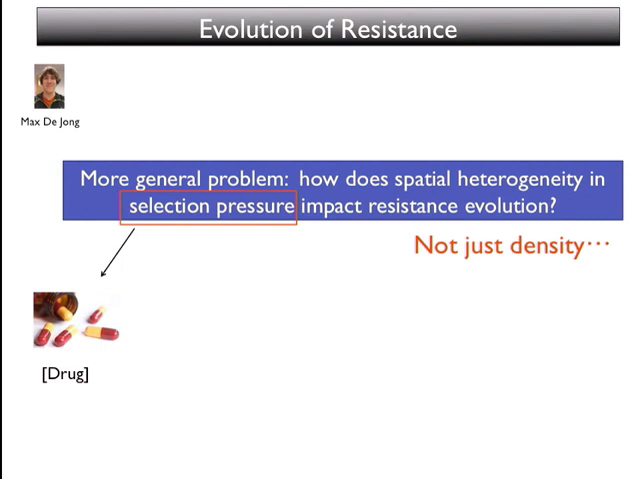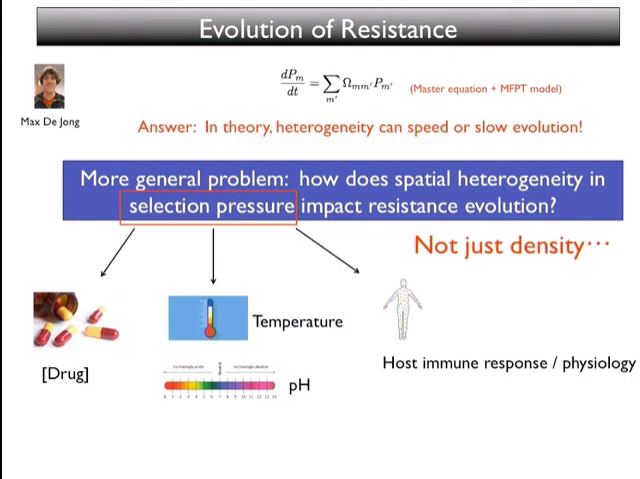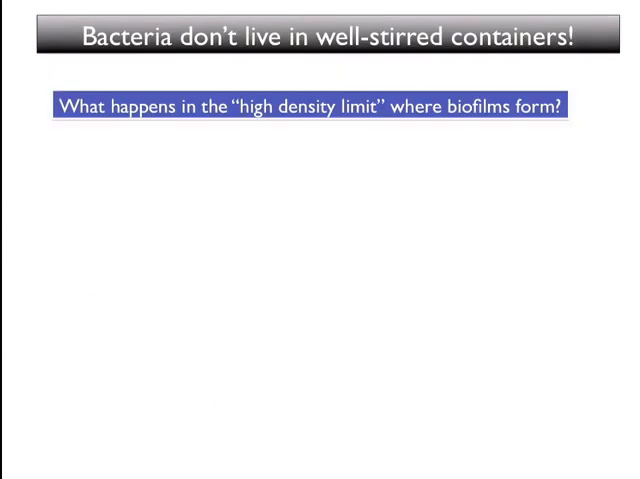conclusions with. But of course, selection pressure is not just density or drug concentration. It could also be things like temperature or pH or some type of heterogeneity in the host or immune response, or you can imagine multiple other things. I'll tell you only that in theory, the answer is that heterogeneity can speed up evolution or it can slow it down, and it depends on the details, right? So that's something that's coming soon. Hopefully, I'm not going to talk much more about it now, but I wanted to at least mention it. Hopefully, some experiments too.